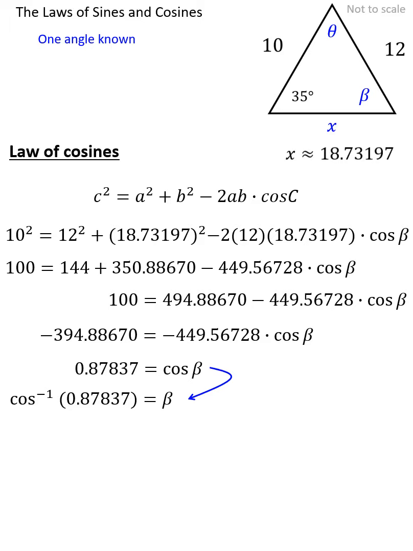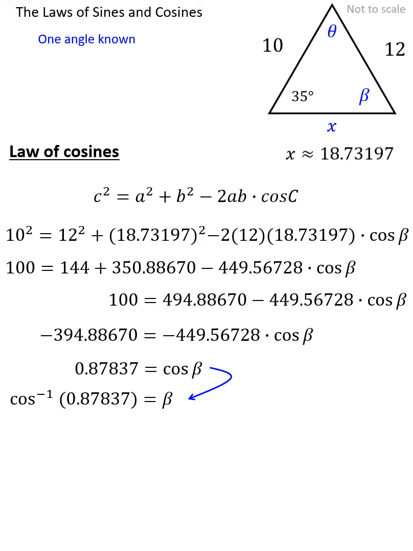But in a triangle, every angle has to be between 0 and 180. There's no such thing as a triangle with an angle lower than 0 or higher than 180. So the process of applying the inverse cosine is a valid one in all triangle solving situations.